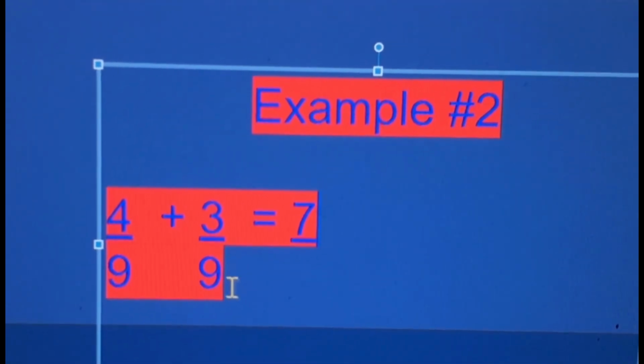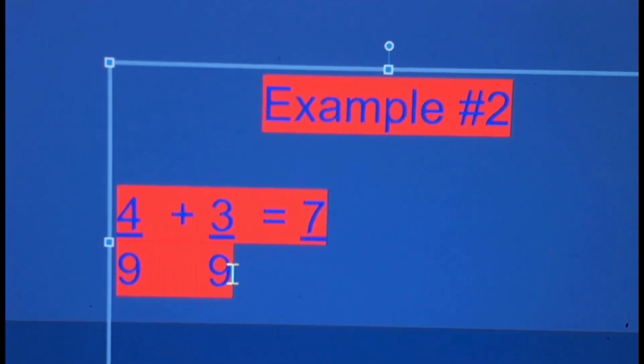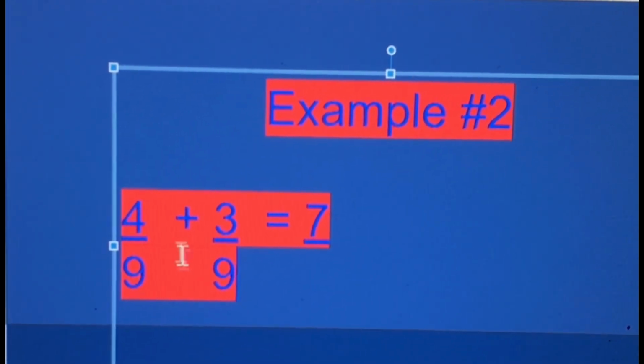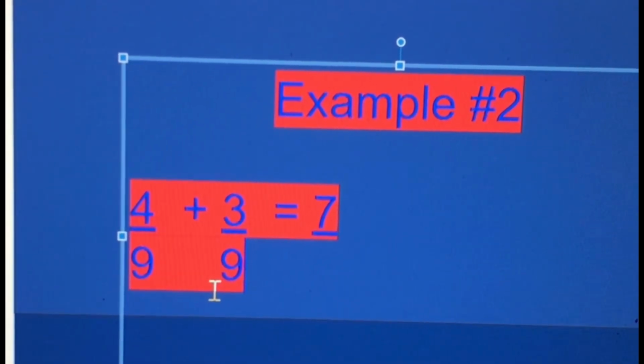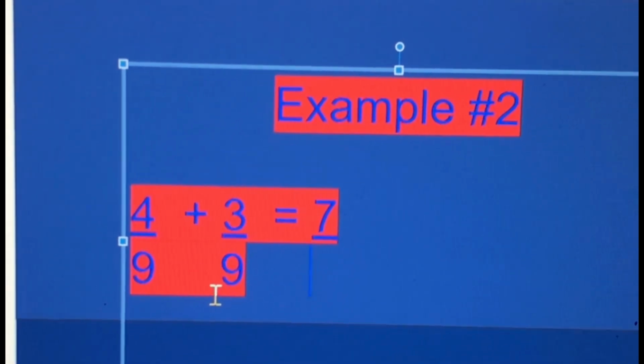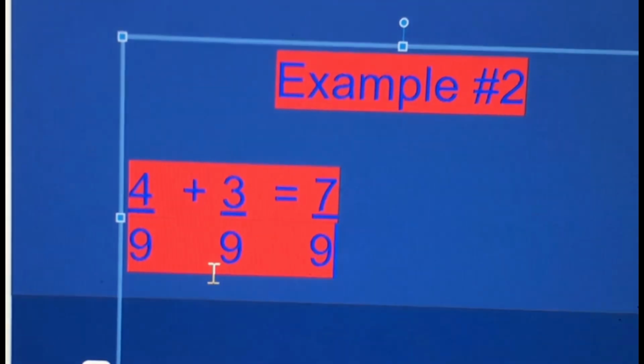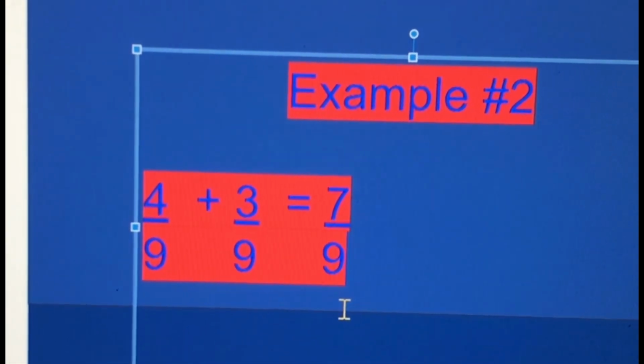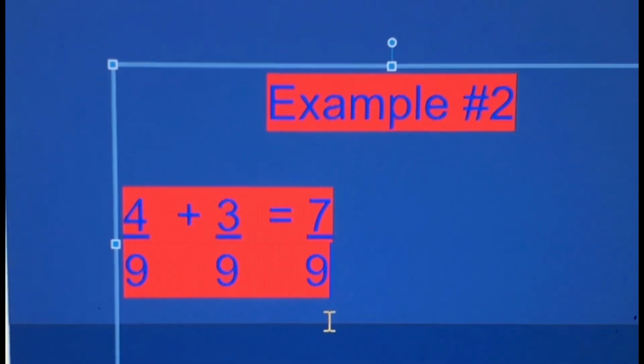And remember, whatever the bottom number is, whatever the denominator is, it always stays the same. So since the denominator in both the fractions we're adding is 9, the denominator is going to stay 9. Denominator always stays the same. So 4/9 plus 3/9 equals 7/9.